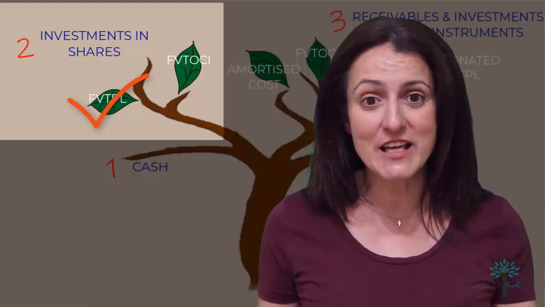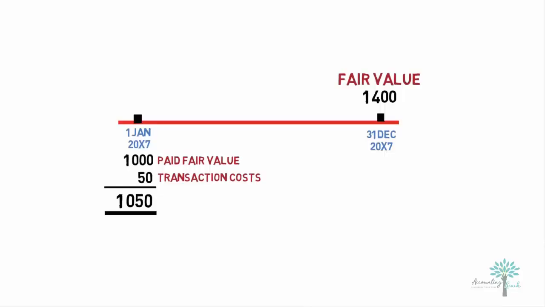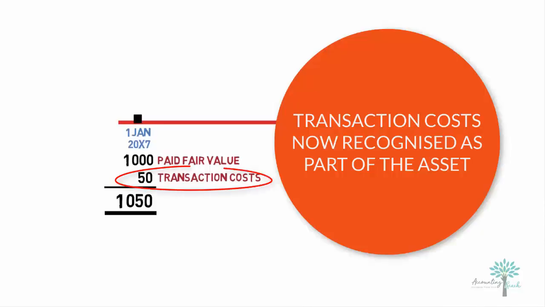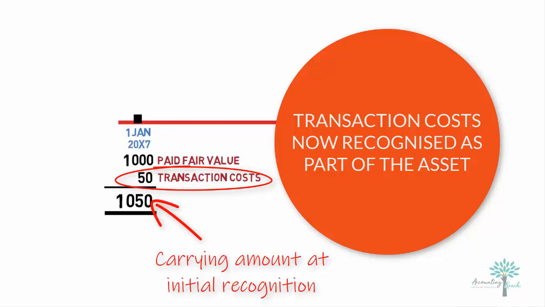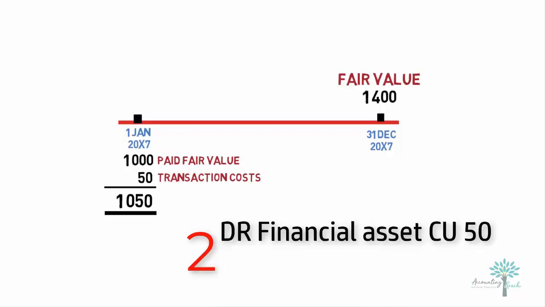Fantastic. But now, what if the entity had made that irrevocable election at initial recognition to measure the investment in shares at fair value through other comprehensive income? In this case, you would still recognize the asset at fair value initially, but then you would need to recognize the transaction costs as part of the initial recognition of the asset, as the asset is now no longer measured through profit or loss. Your journal entry for the transaction costs would be to debit that financial asset and to credit the bank of 50 currency units.